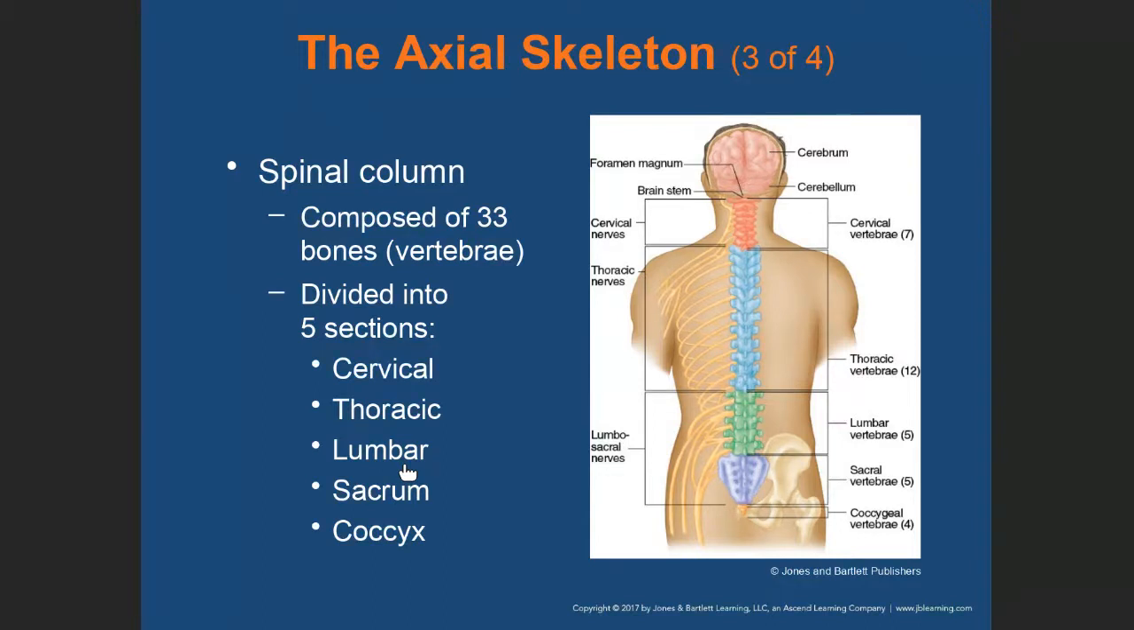Now, the purpose of the spinal column is to protect the spinal cord. So within the spinal column, the spinal cord is located. And if you look at the diagram, you can see where the nerves start to branch out from the spinal column to the various areas of the body.